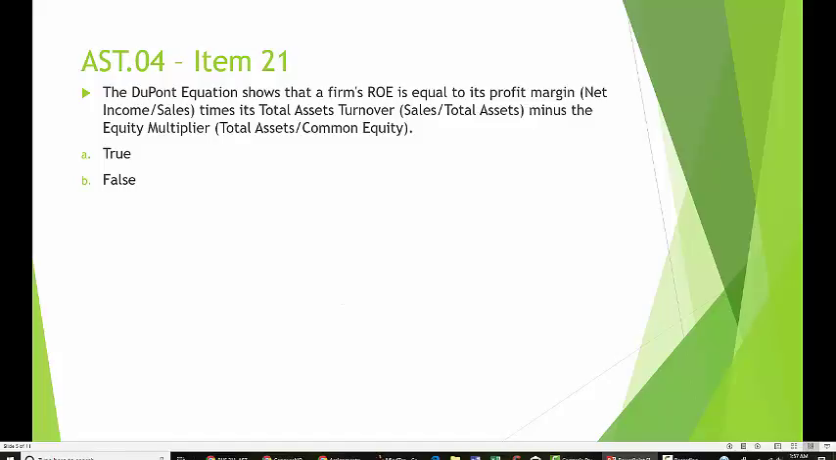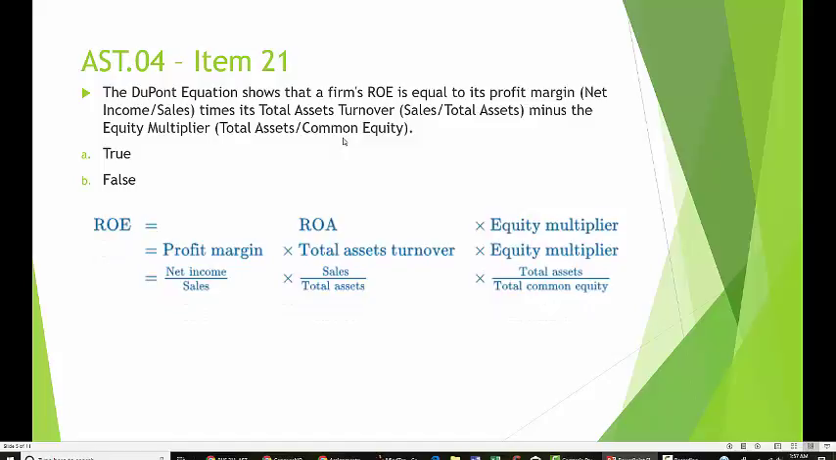Well, let's examine this. Each of these ratios look okay, but let's put the entire return on equity DuPont formula together. The profit margin is net income to sales, so that's correct, times the total asset turnover, which is sales to assets. That one is good, but we are multiplying by the equity multiplier, also known as financial leverage, which is total assets to total common equity. Okay, so this problem would be false.